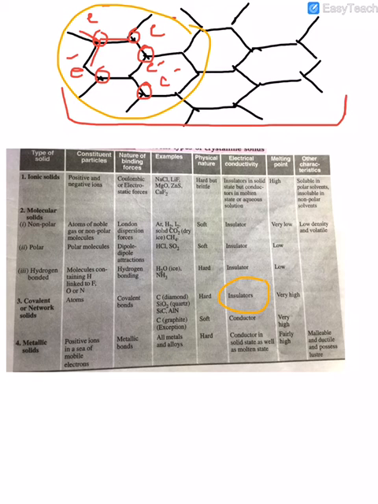Their melting point is also high because covalent bonds are also very strong bonds, but they are not as strong as the ionic bond, right? So their melting point is high but not higher than the ionic solids.